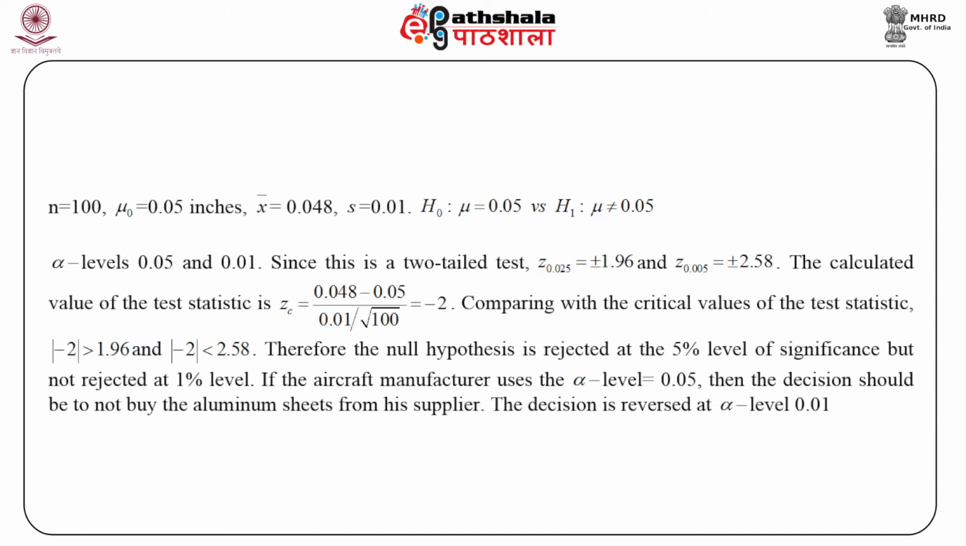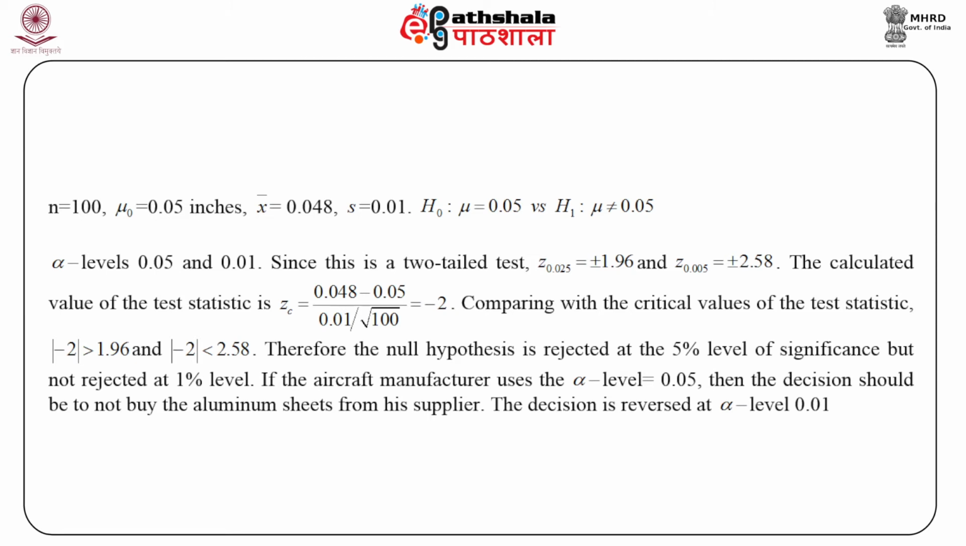Since this is a two-tailed test, the z value at 0.025 will be equal to plus minus 1.96. So this 0.025 is one tail area, and the total two tail area is 5%. Similarly, z at 0.005 is equal to plus minus 2.58.